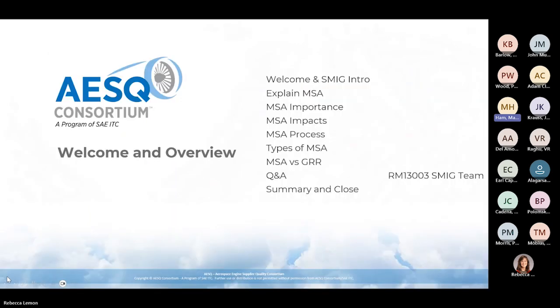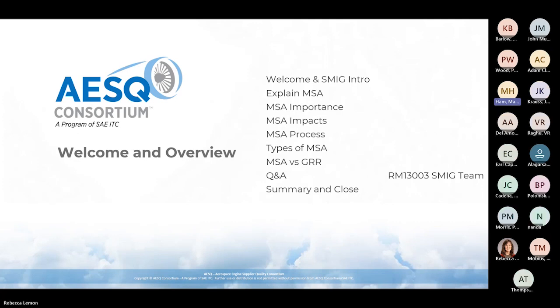All right, we're going to start with, thank you for coming. We're going to go through some basics of what we do for all our SMIGs. Then we'll have Anna jump in talking about explaining what an MSA is, the importance, the impacts, the process, the different types. And Justin's going to jump in there around the types, or MSA versus Gage R&R. Then we'll close, and there are multiple members of the 13003 SMIG team here as well who may jump in for the question and answers, and then we'll summarize and conclude.